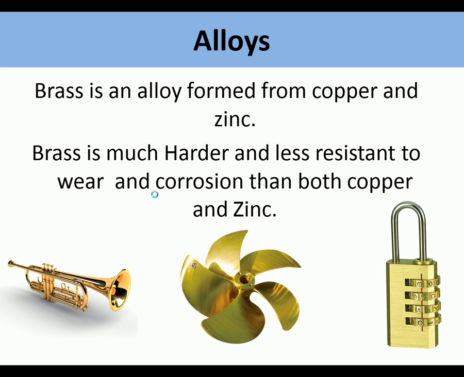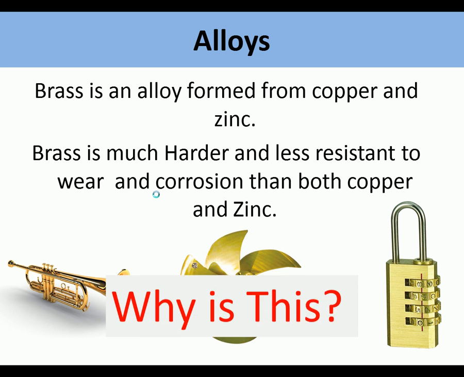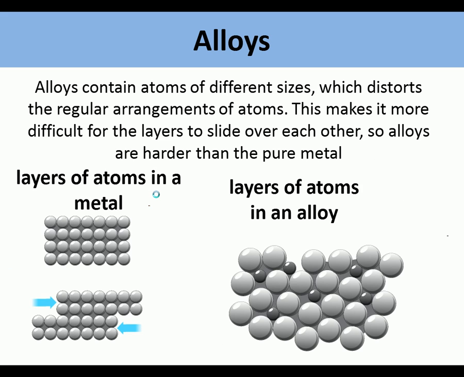Brass is formed from copper and zinc, and it is much harder and more resistant to wear and corrosion than both copper and zinc. Why is this? Because alloys contain atoms of different sizes, which distorts the regular arrangement of atoms in the metal. This makes it more difficult for the layers to slide over each other, so alloys are often harder than the pure metal, or stronger.